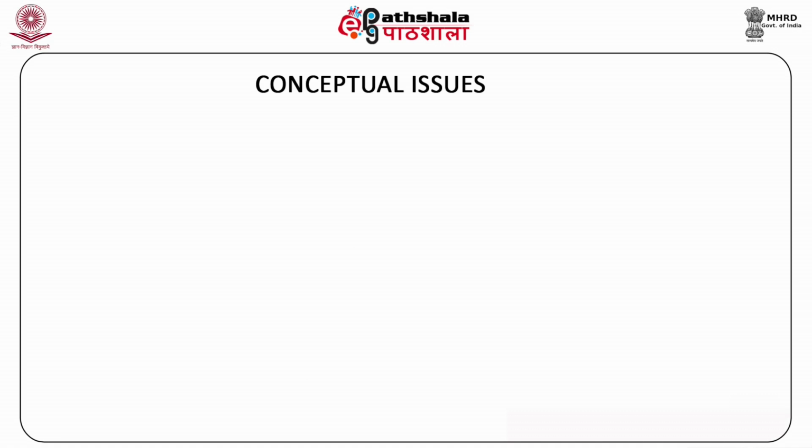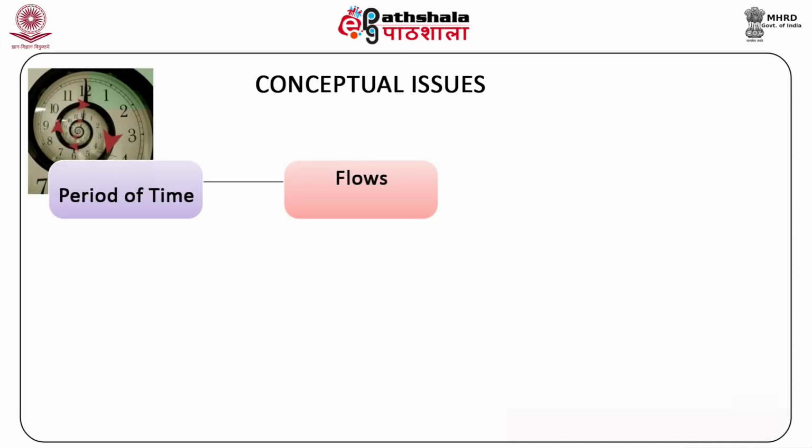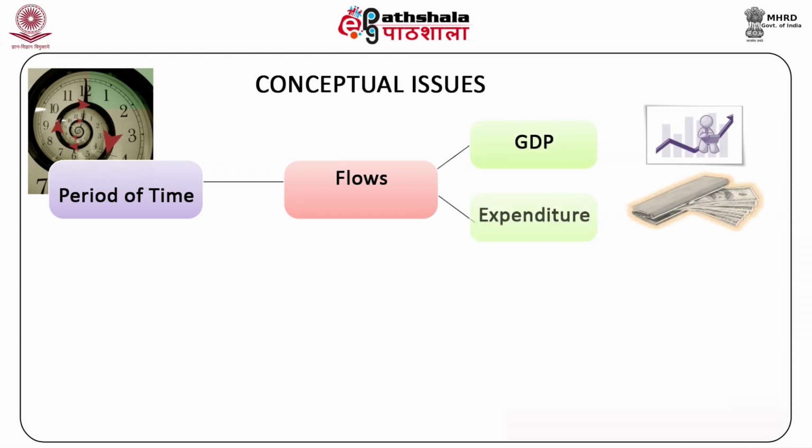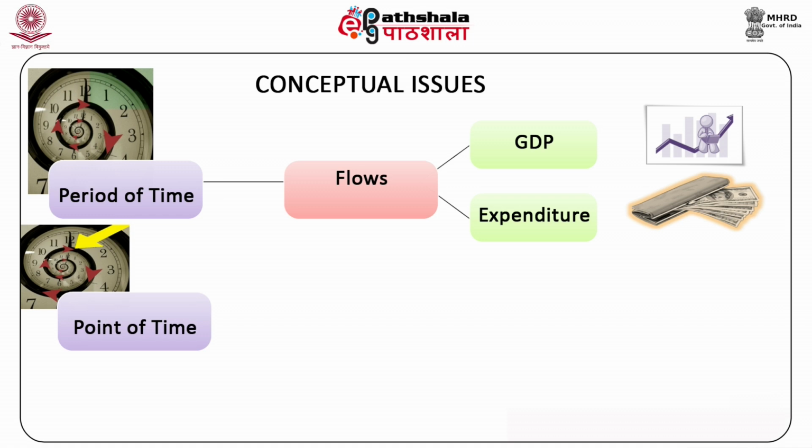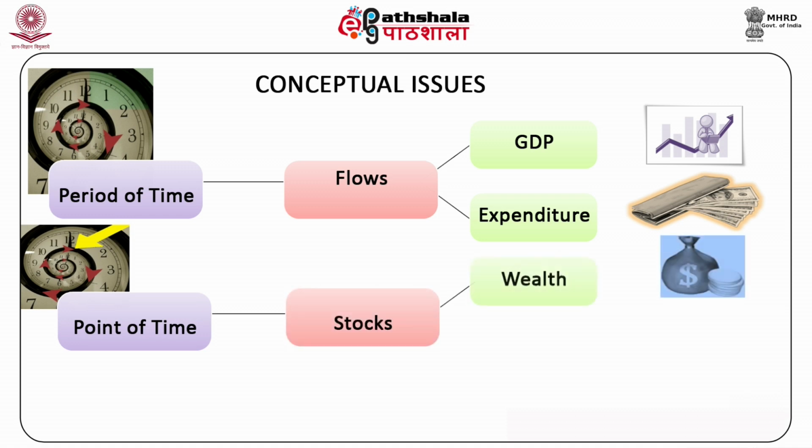Let us now go through certain useful concepts that will be used throughout the course. First is to clarify the distinction between stocks and flows. The variables that are measured over a period of time are flow variables such as GDP, expenditure, income, etc., while those which are measured at a point of time are stock variables such as wealth, assets, capital stock, etc.